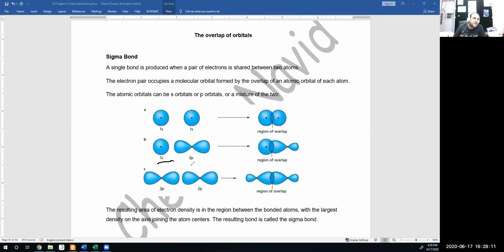So 1s and 2p. Tell me, an atom of an element whose electrons are present in 1s. Hydrogen. An atom whose electrons are present in the 2p.